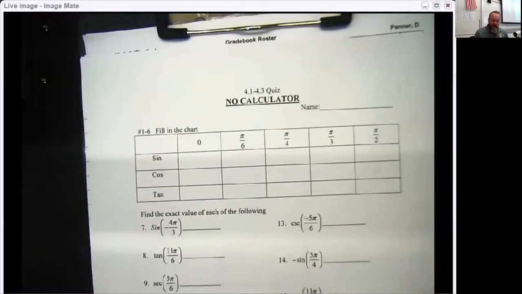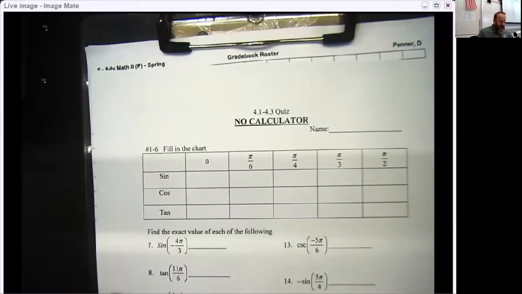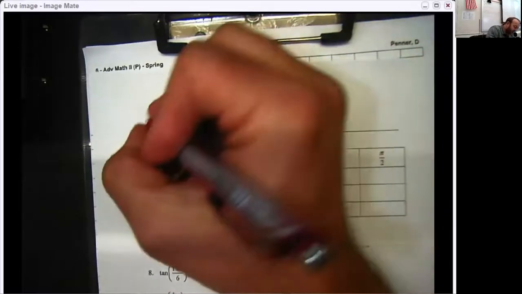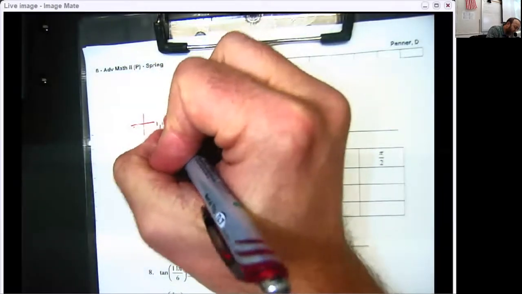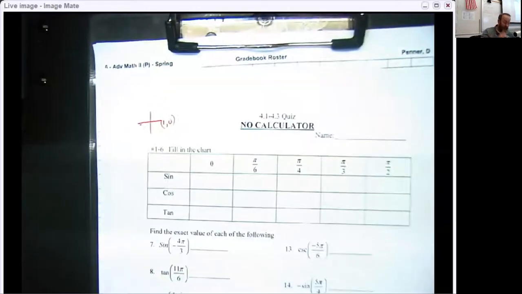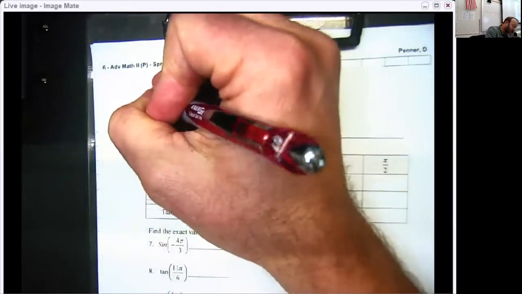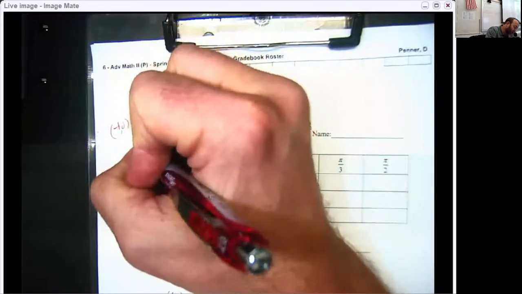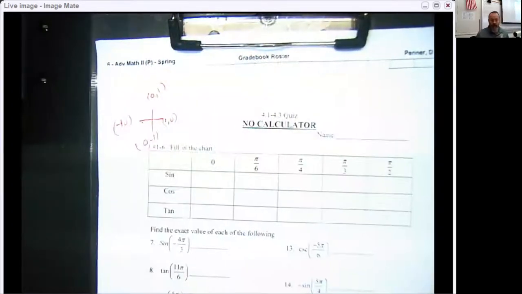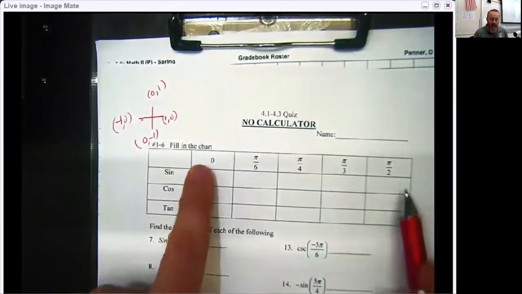So one of the things that I wanted you to remember is that all of this is predicated on a couple of pictures and the unit circle in general. So remember that this coordinate is (1, 0). So the angle 0 goes to (1, 0). The angle pi over 2 goes to (0, 1). We've got (-1, 0) and (0, -1). These are what we call the quadrantal angles. So we have that at play. That's going to affect these answers right here.